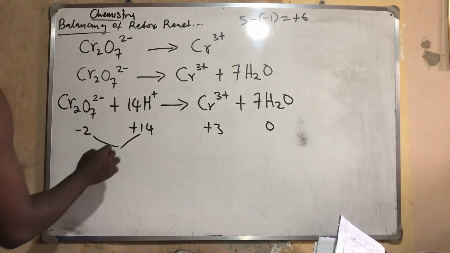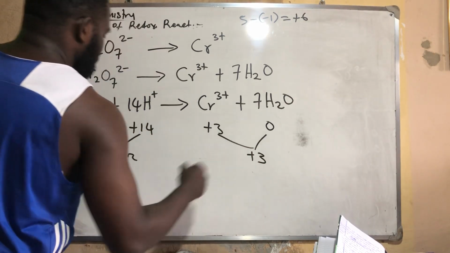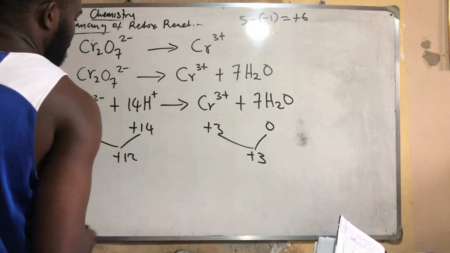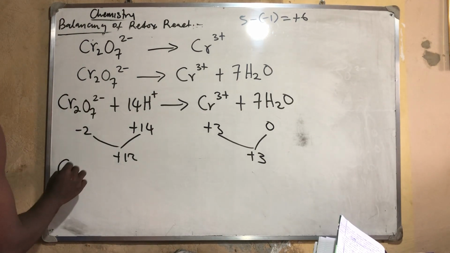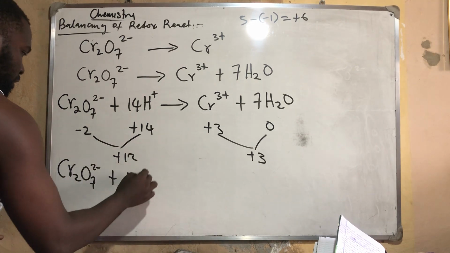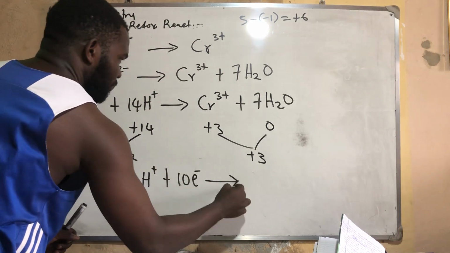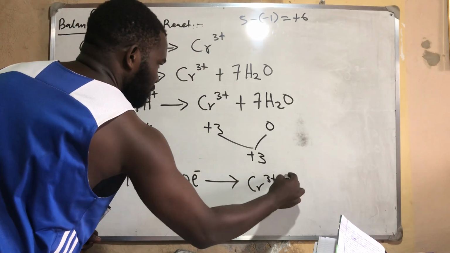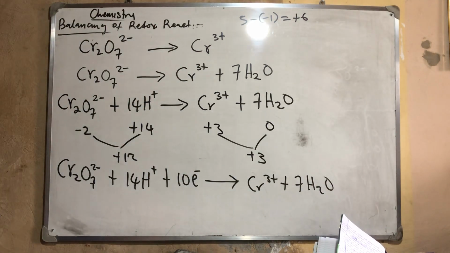So this and this is giving me plus 12. While this and this is giving me plus 3. So subtract 12 minus 3 will give you 9, so we're adding electrons here. Cr2O7 2 minus plus 14 hydrogen plus 10 electron to give Cr3 plus 7H2O. Balanced.